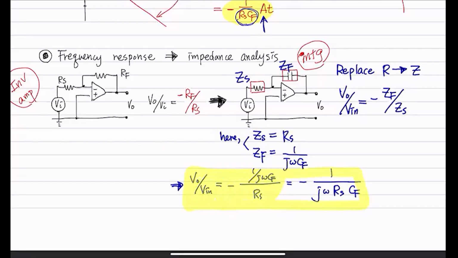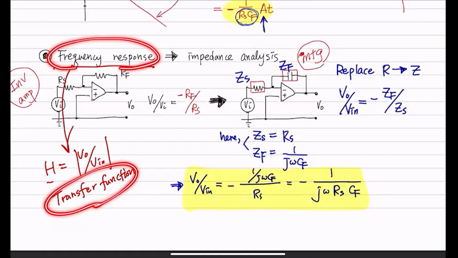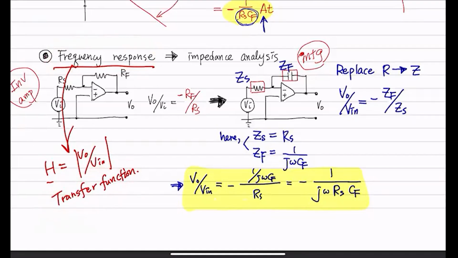So the frequency response, if you remember from the RC circuit, we use H, right? And H is nothing but Vout over Vin magnitude, or we call it transfer function, or sometimes just frequency response. So transfer function, frequency response, they are the same thing. And that is nothing but the output over input ratio. So we just found that output over input ratio is dependent on your frequency.